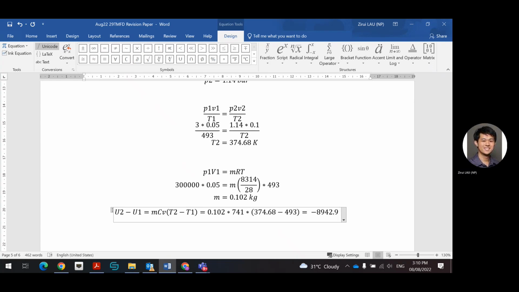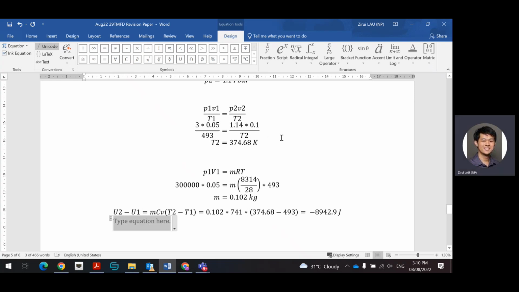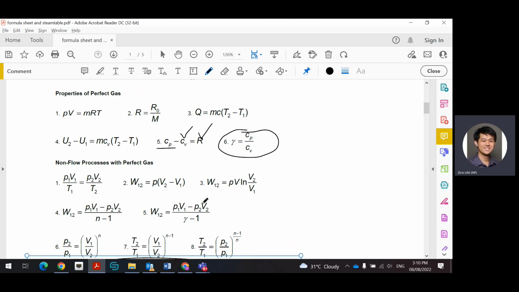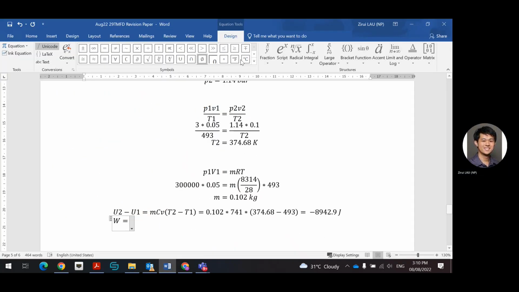8942.9 joules. Okay, next one. How do I calculate the work done? Work done, there's a formula, right? What is the adiabatic work done formula? This one, okay.